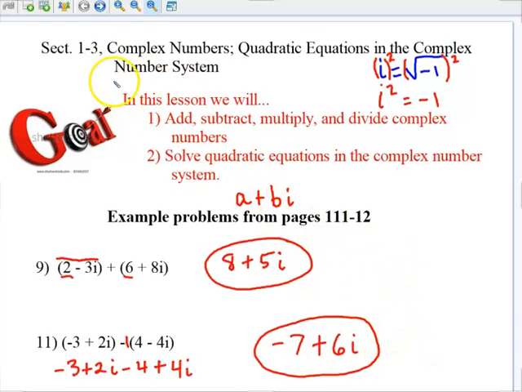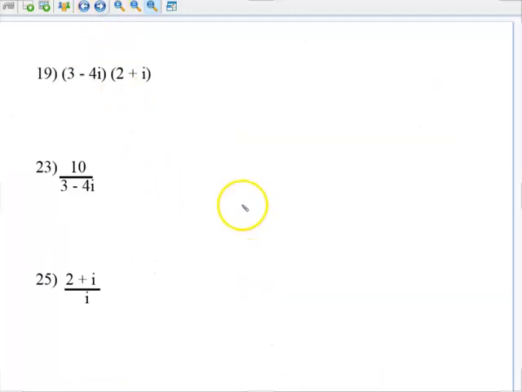All right, moving on to our next example. Now we're getting into multiplication. And I teach the FOIL method when we multiply binomials together. And that's exactly how we're going to do complex numbers being multiplied together. We're just going to pull out FOIL: first, outside, inside, last. So multiplying the first two terms together, 3 times 2 is 6. The outside terms, 3 times i is 3i, positive. The inside terms, that would be -4i times 2, which is -8i.